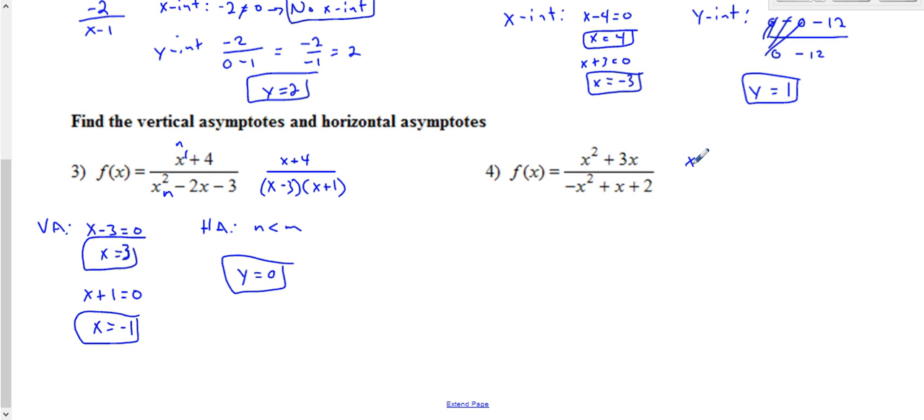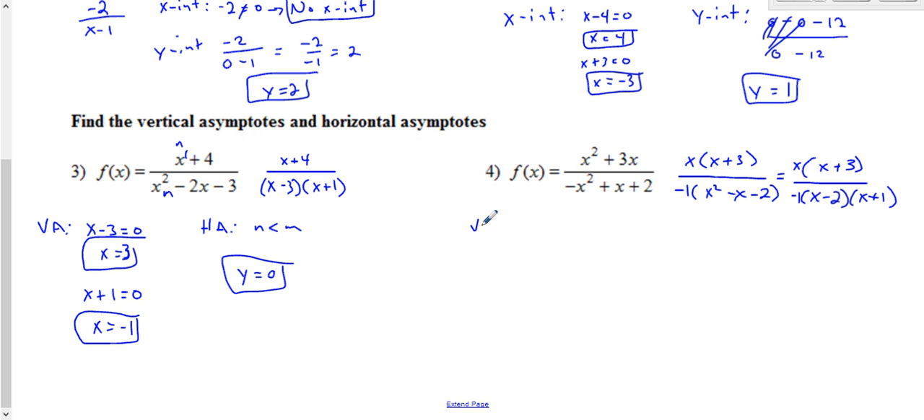I factor out x for the numerator. I am left with x plus 3. For the denominator, I'm going to factor out a negative 1 first because I have a negative out in front. And then that gives me x squared minus x minus 2. Now I could use product sum, diamond method, or quad 3. And I get x times x plus 3 over negative 1 times x minus 2 times x plus 1.